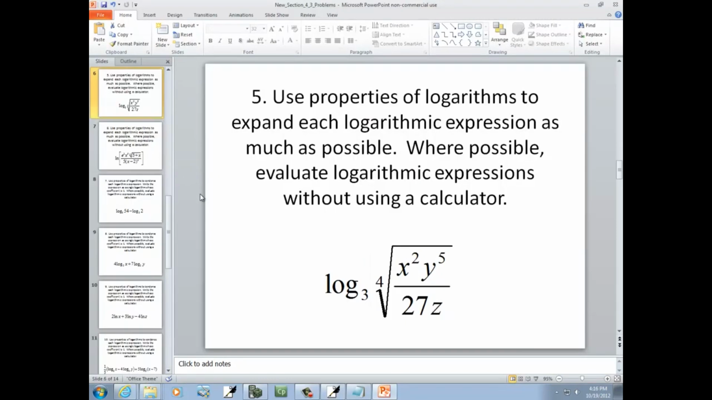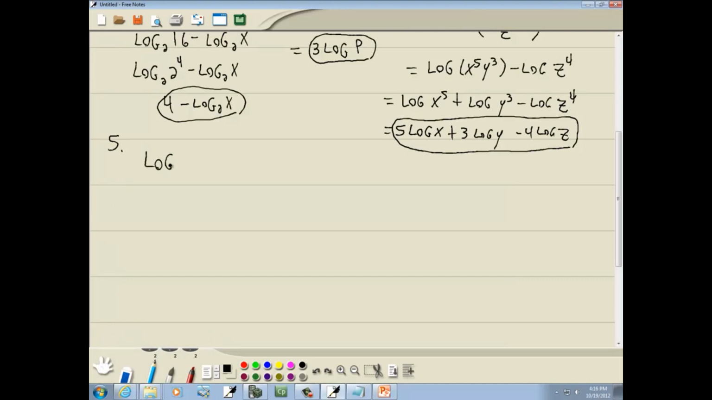Let's look at our 5th one here. We got log base 3 of the 4th root of x squared y to the 5th over 27z. Well, we know whenever we have radicals, we want to get rid of the radicals. So let's start there. We're going to rewrite that radical as the 1/4 power. Now remember, whatever number is in this little slot right here, that's called your index.